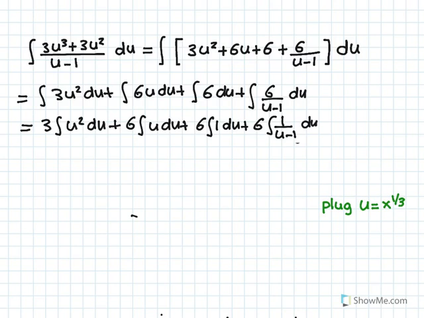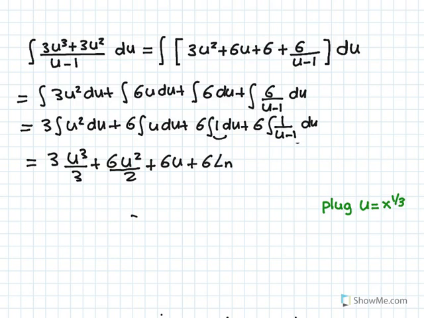Now we can integrate term by term. Let's apply the reverse of the power rule. The integral of u squared is u cubed divided by 3. The integral of u is u squared divided by 2. Plus 6 times the integral of 1, which is just u. Plus 6 times log of the absolute value of u minus 1. Plus c.